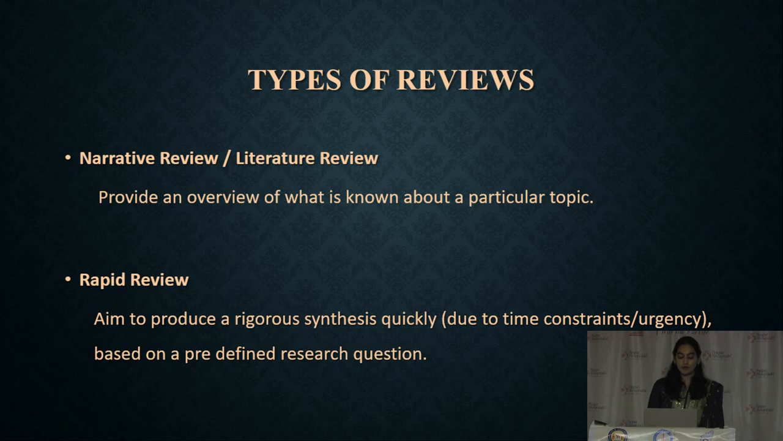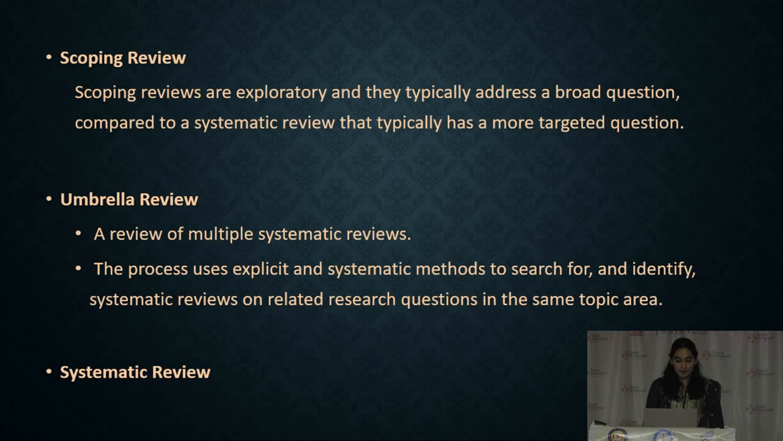These rapid reviews are usually based on a predefined research question. Then we have the scoping reviews, which are usually exploratory and address a broad question compared to systematic review, which usually addresses a targeted question. Then we have the umbrella review. This is a review of multiple systematic reviews. This process uses explicit and systematic methods to search for and identify the systematic reviews on the related research question. Then we have our systematic review.